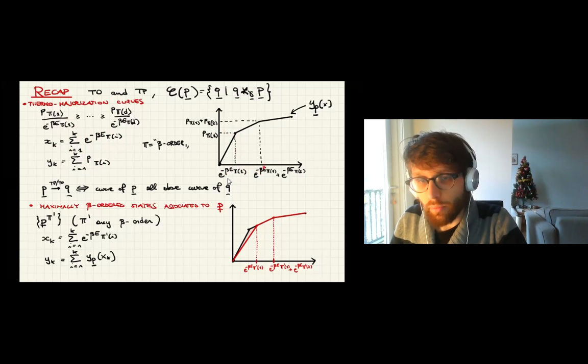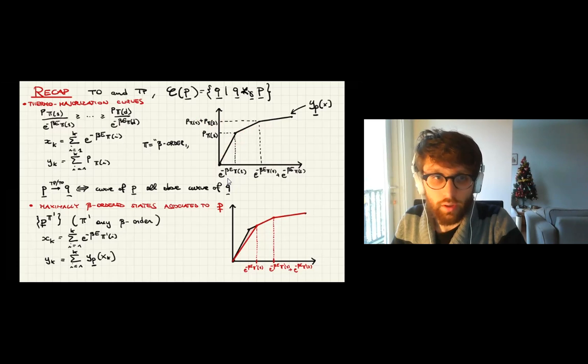And then the second point is just the sum of the first two Gibbs weights, sorted according to this order. And here you have the sum of the two probabilities and so on. And then you just draw the piecewise linear curve that joins these points. And this is the thermomajorization curve associated to P. You do the same for Q.